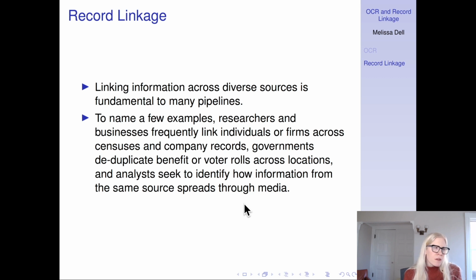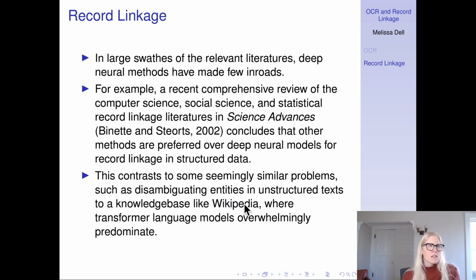So, just to name a few examples, researchers and businesses frequently link individuals or firms across censuses and company records. Governments also do a lot of record linkage, deduplicating benefit or voter rolls across locations, which surprisingly enough don't always come associated with IDs, even in the modern period. Maybe you want to see how information from different sources spreads through the media, etc. Just lots of different applications.